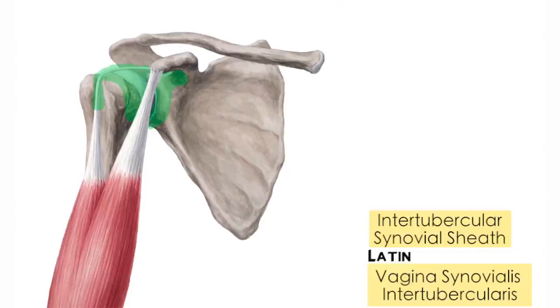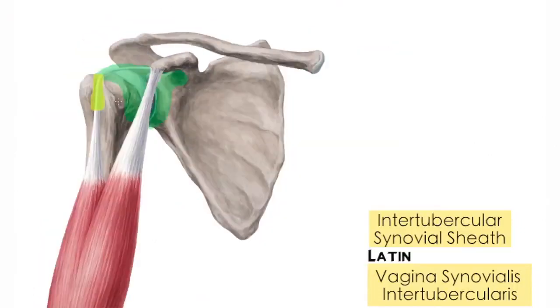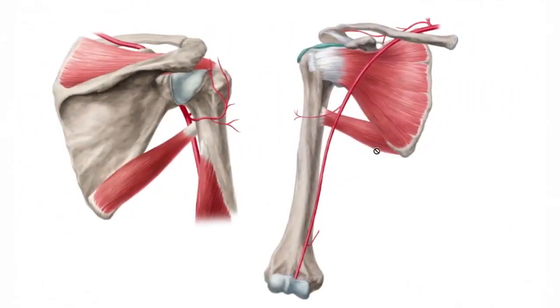So I'm going to also highlight it in yellow so you can see that this intertubercular synovial sac or sheet is surrounding the tendon of the long head of the biceps and is extending beyond the transverse humeral ligament that you can see better on this image. Here is the transverse humeral ligament, and that way it's surrounding the tendon as the synovial sheath of the intertubercular sulcus or groove.